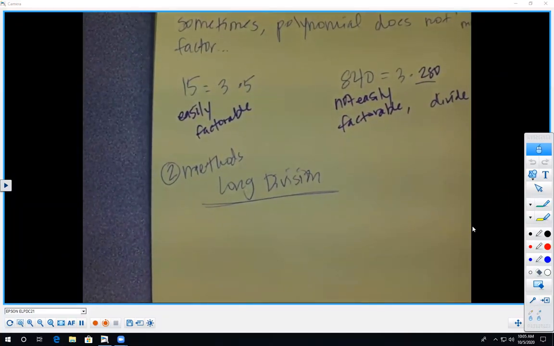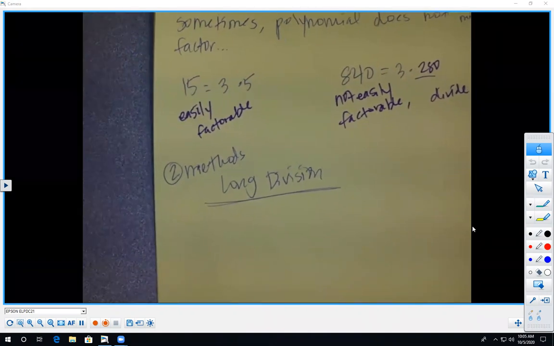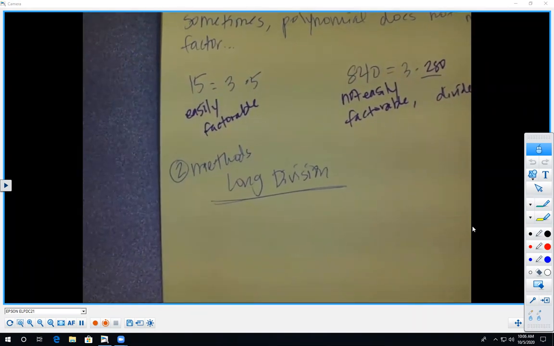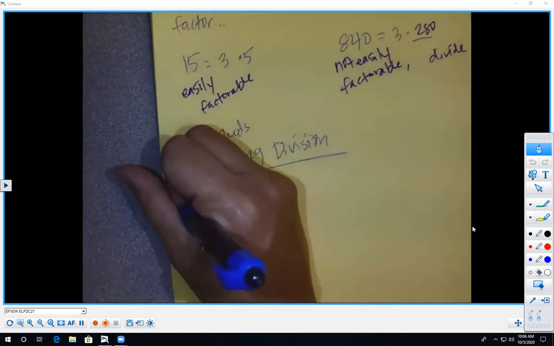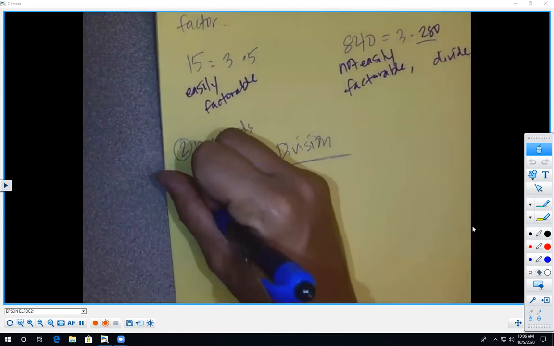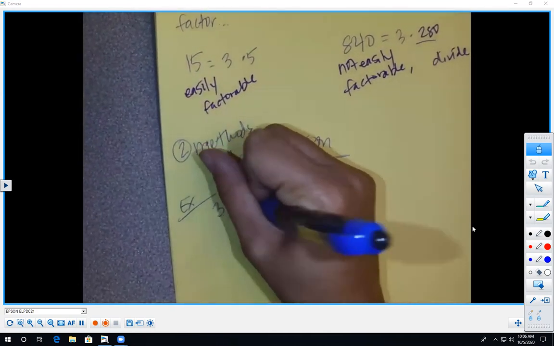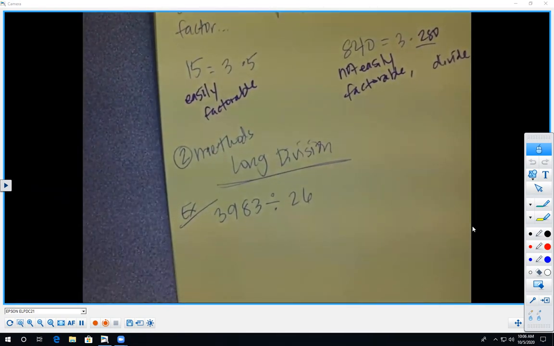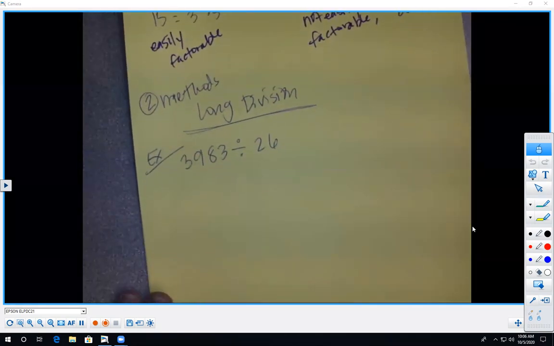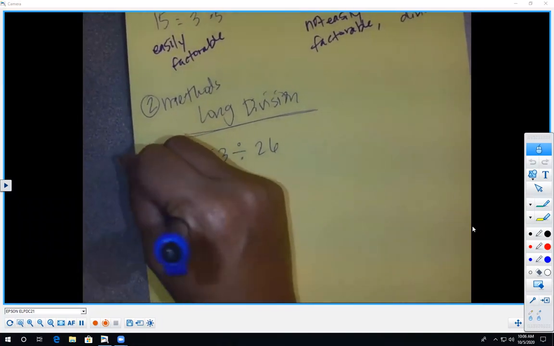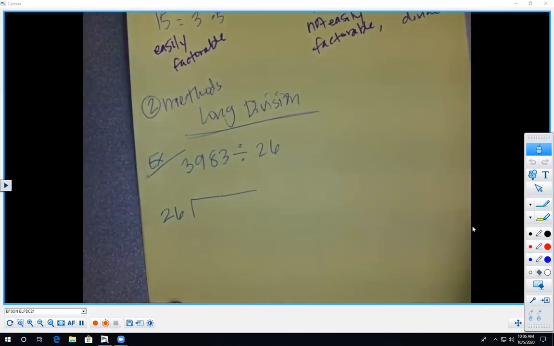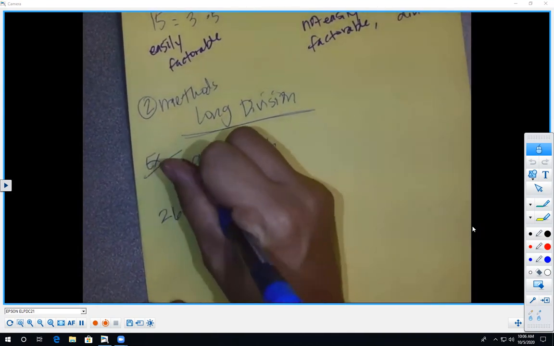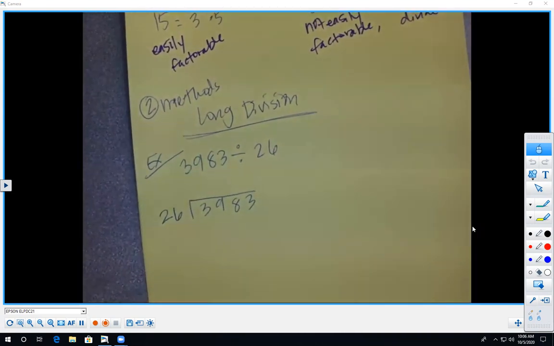Technically, you already know how to do this. We are just going to apply it to x's. Let's remember how to do long division by hand without a calculator. Okay, so for example, let's just do regular numbers. Let's do 3,983 divided by 26. Okay, so to do this by hand, I write it out. I'm going to put 26. I'm going to put my little division bar thing, and then I'm going to put 3,983 inside my division bar.